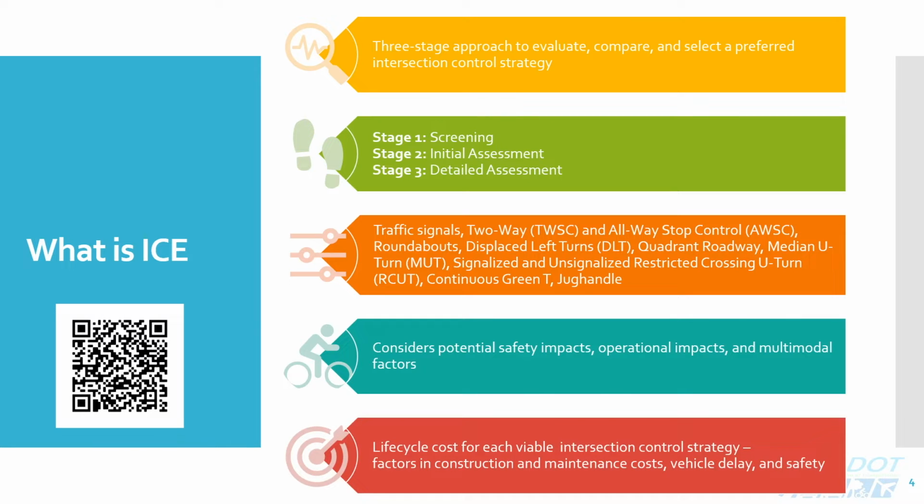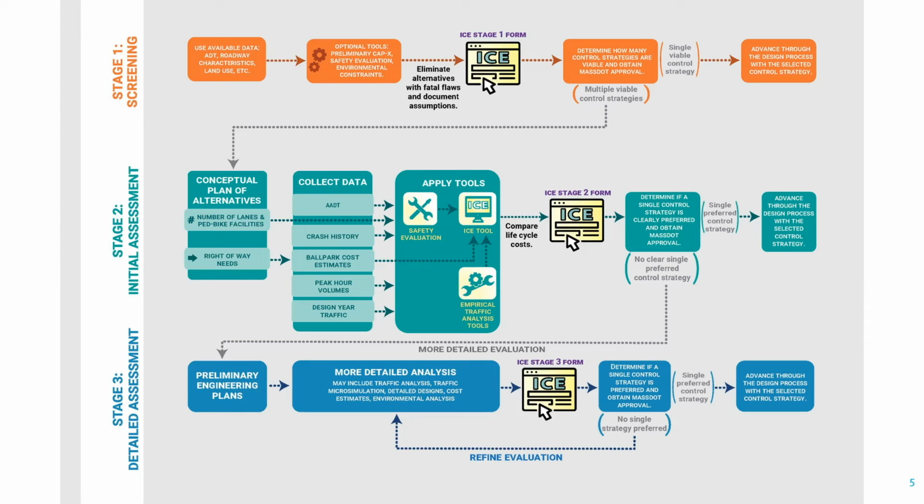The result of the ICE procedure is a lifecycle cost for each viable control strategy. The lifecycle cost factors include construction and maintenance costs, right-of-way costs, vehicle delay, and safety. Before continuing the training, consider scanning the QR code on the left of the slide using your phone camera, which directs you to the MassDOT ICE webpage.